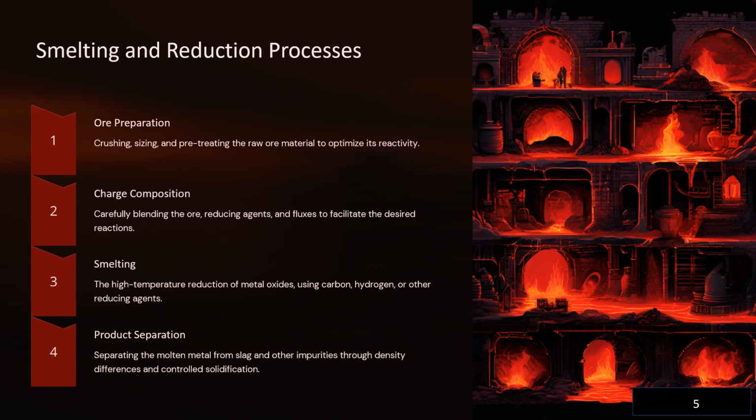a material called flux is inserted in. When the flux is inserted in, the flux bonds with impurities and segregates them from molten metal. So in the end, the metal falls to the bottom of the furnace, and the flux and impurities create a layer called slag. So after everything, the molten metal is separated from slag and other impurities through density difference and controlled solidification. After that, everything is solidified.